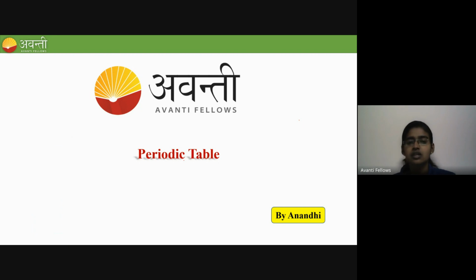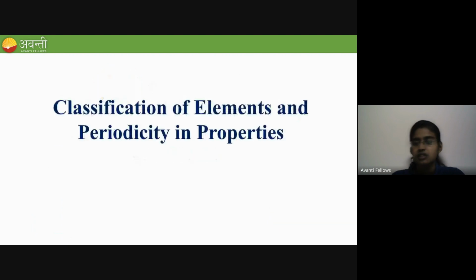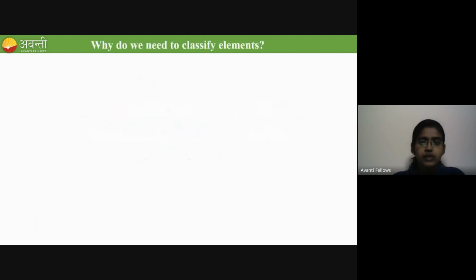So let's start with the class today. Today we are going to see a new topic. It is the periodic table, and in this lesson we will discuss the classification of elements and the periodicity in properties. So first of all, why do we need to classify the elements? What is the reason to classify the elements?